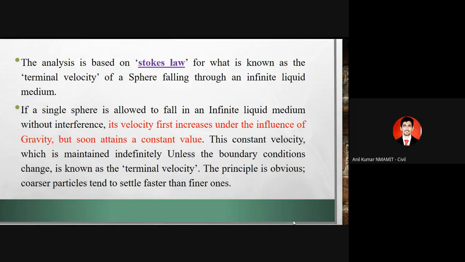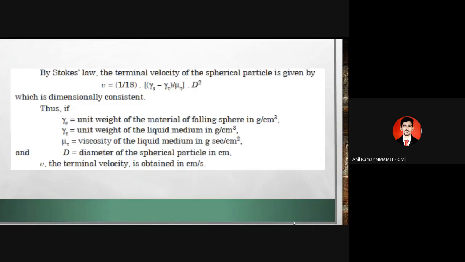You can see that initially the velocity of the settling particle is high, or it increases, and after a certain depth the velocity becomes constant. This is what we call terminal velocity. The entire concept of sedimentation analysis based on Stokes law rests on the terminal velocity at which the particle settles. See how it is done.